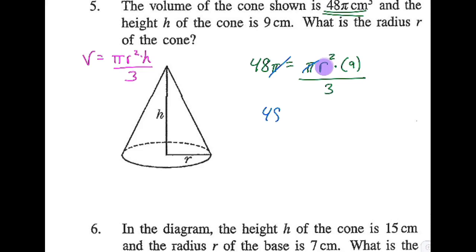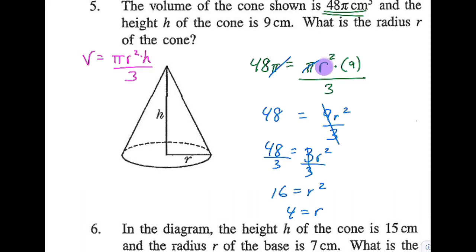So now I have 48 equals 9r squared over 3. I just reordered the numerator. 9 divided by 3 is 3. I'm going to divide both sides by 3. I have 16 equals r squared, which means 4 is the radius. So that was giving you the answer, so to speak, and asking you to find part of the equation, which was the radius.